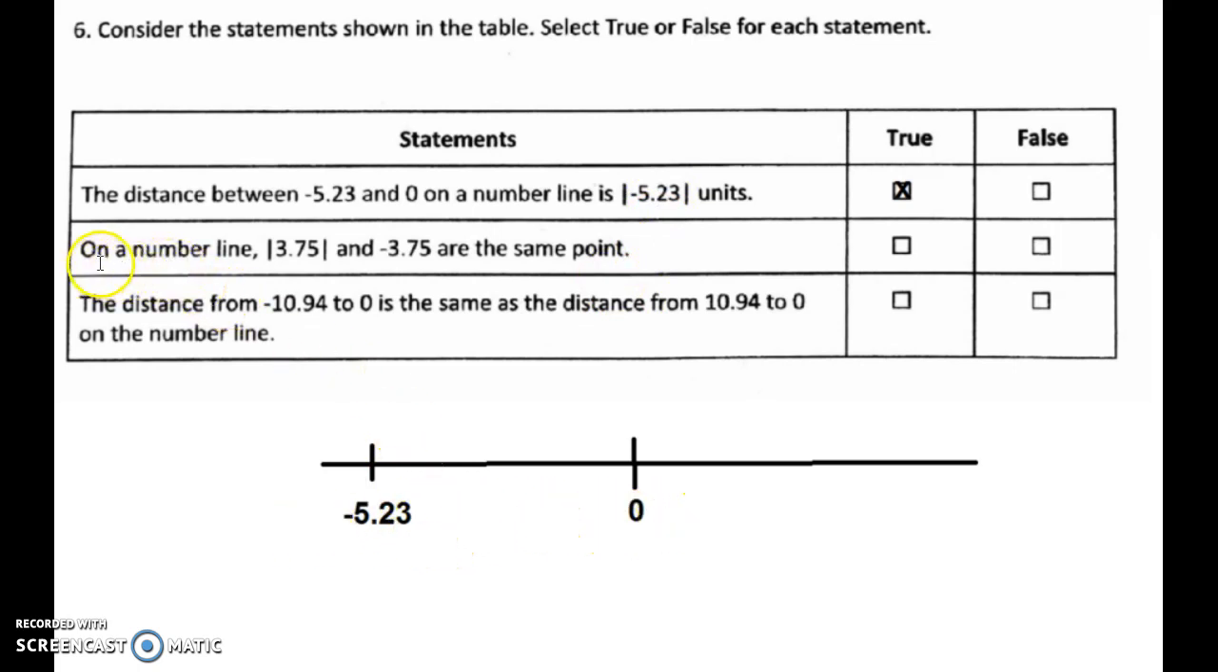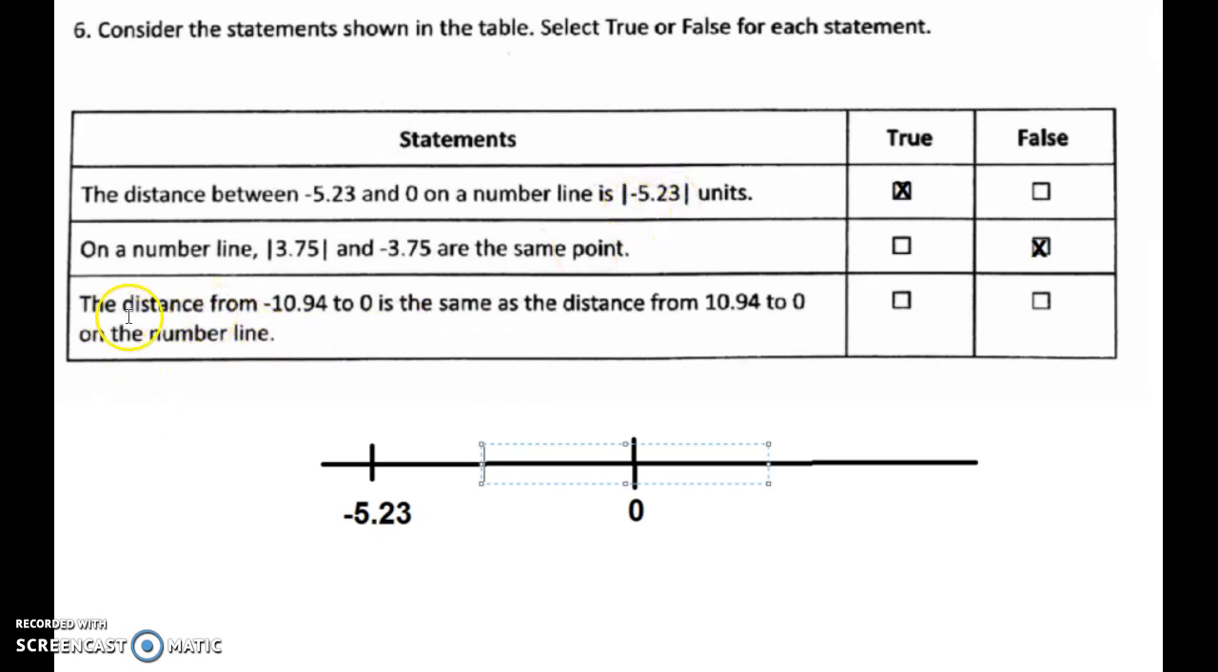All right, on this one, on number line is 3.75, absolute value of 3.75 and negative 3.75 on the same point. We know that's false. And the reason for that is 3.75 is going to be over here somewhere, right? And negative 3.75 is over here somewhere, if we were to plot it. They're not on the same point. We know anything inside of an absolute value is always a positive number.